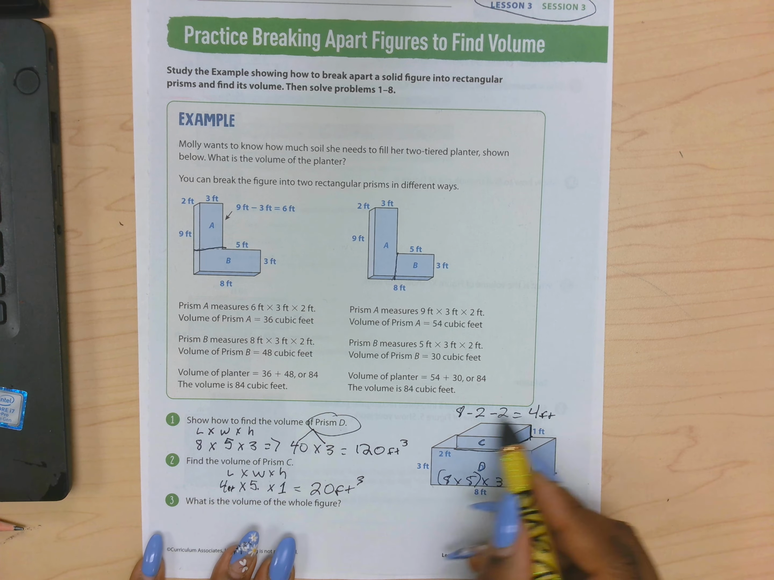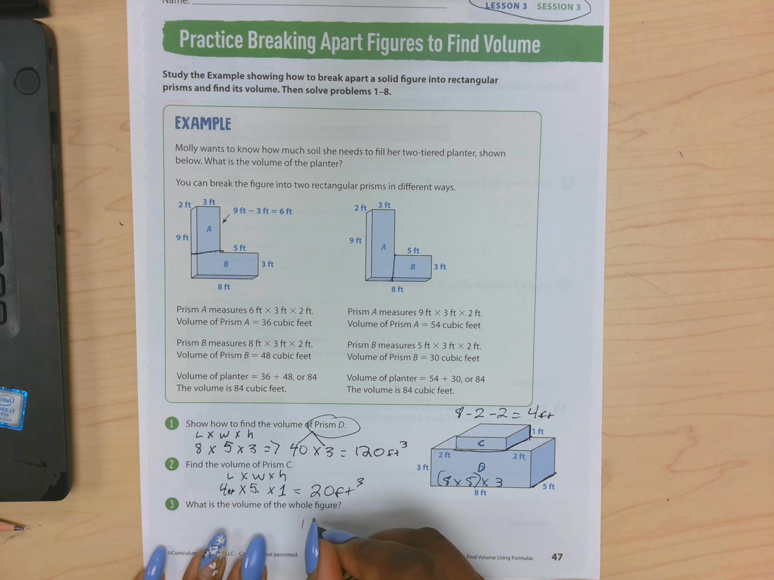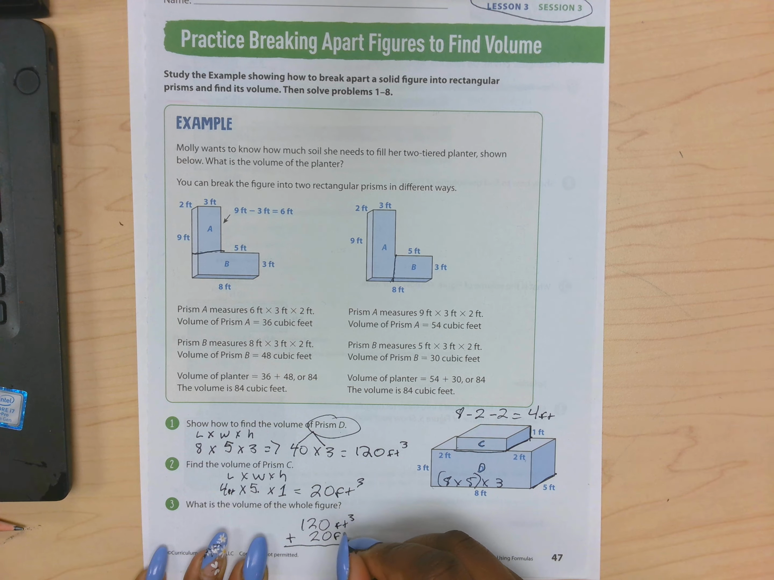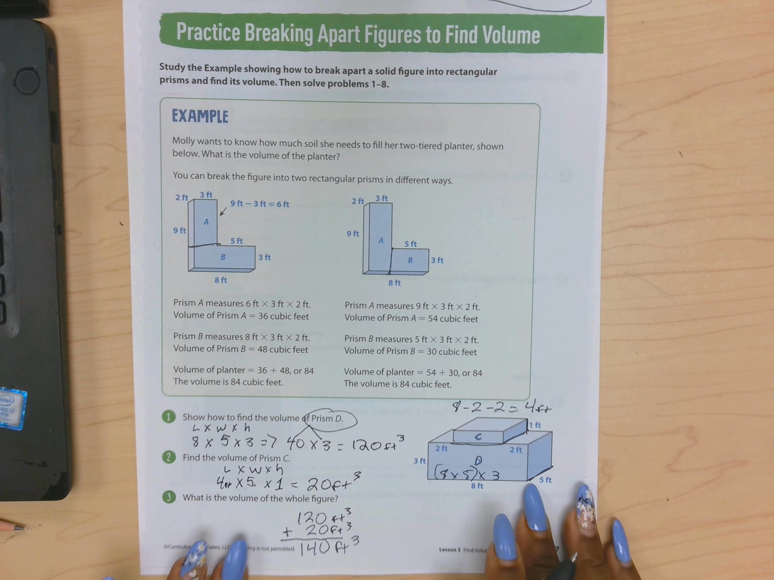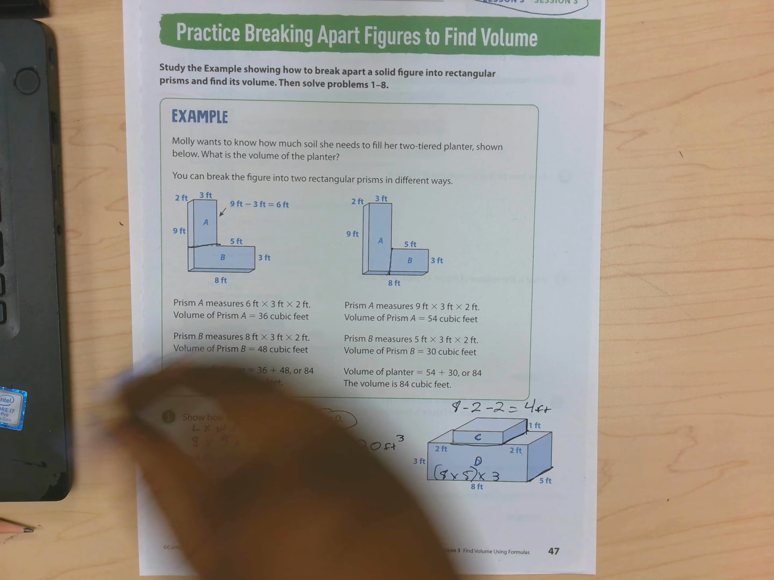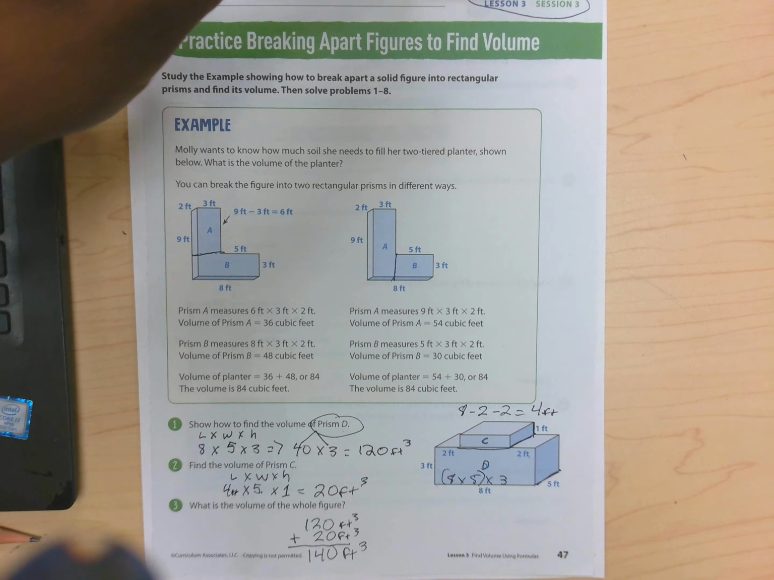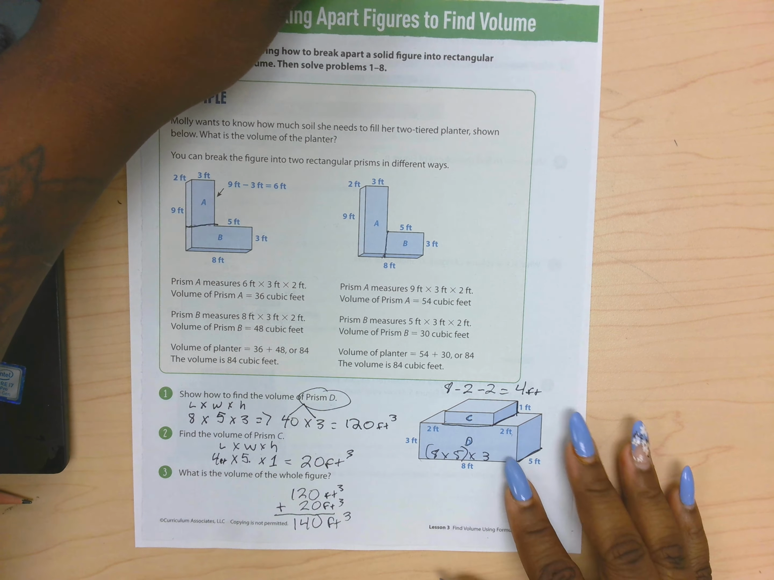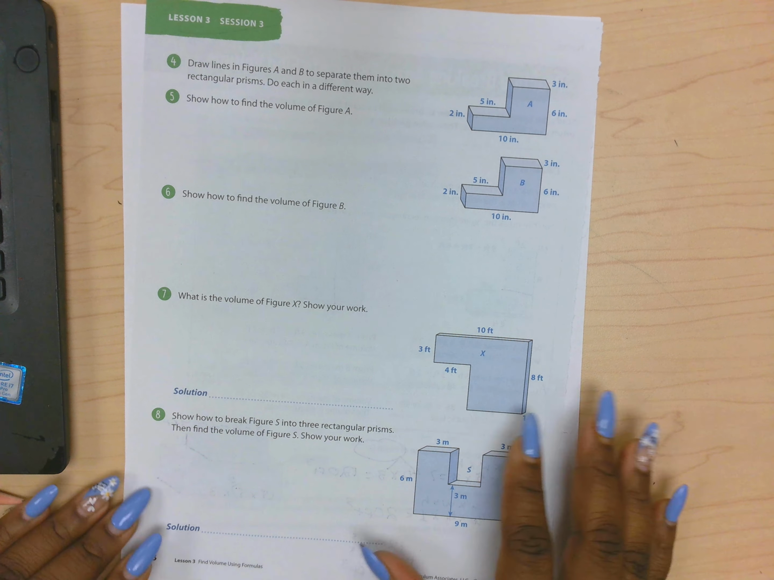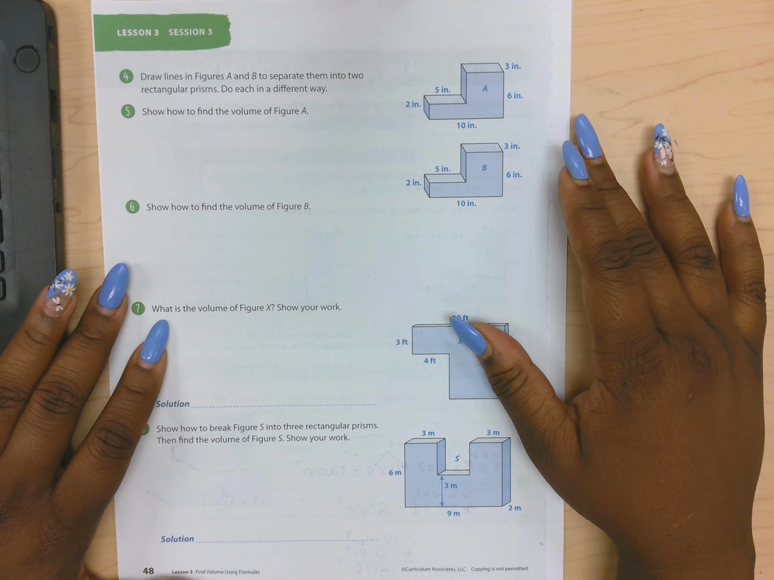Finally, what is the value of the whole thing? We now have to add 120 plus 20 to get our full value. You get 140 feet to the third power. Now we're going to get ready to move on to the back. There are a few more problems here.